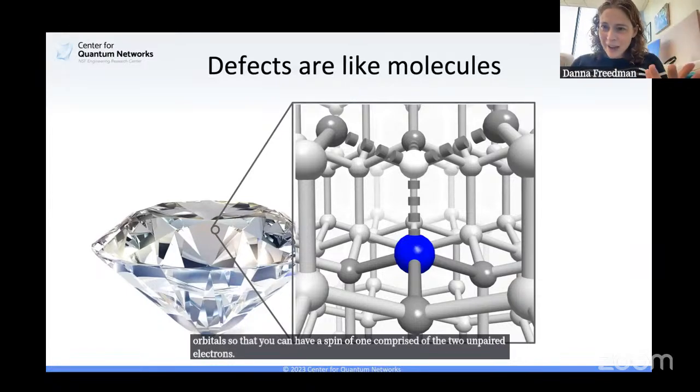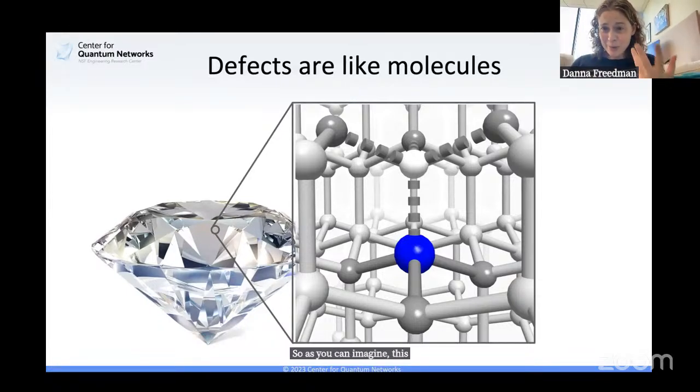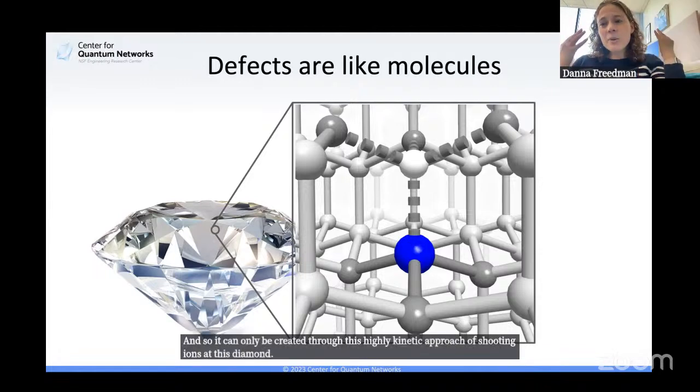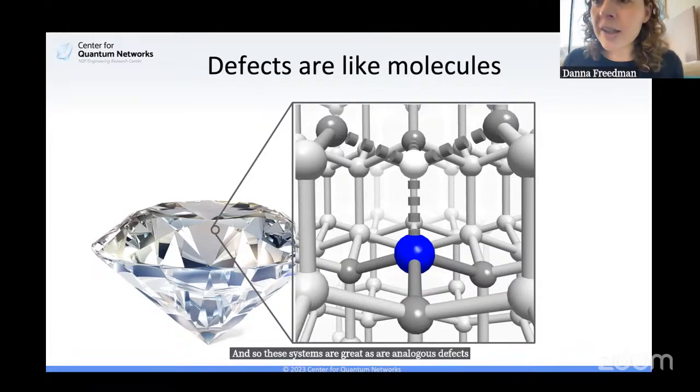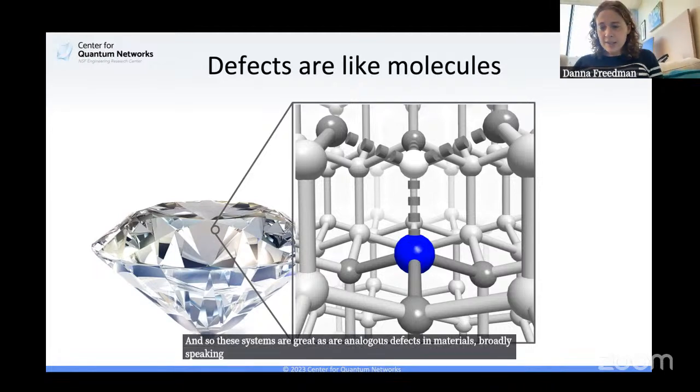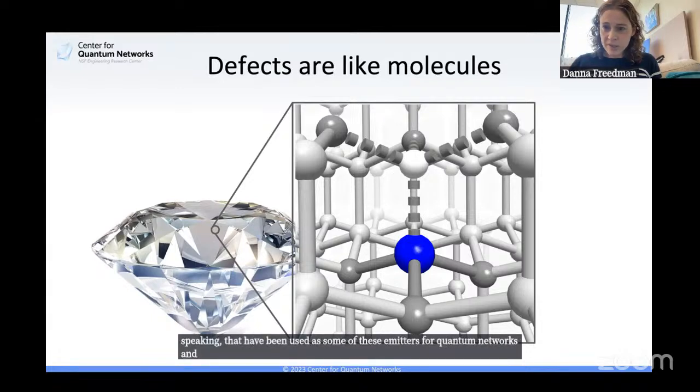So as you can imagine, this is not a very stable species. And so it can only be created through this highly kinetic approach of shooting ions at this diamond. And so these systems are great, as are analogous defects in materials broadly speaking, that have been used as emitters for quantum networks and other applications such as quantum sensors.